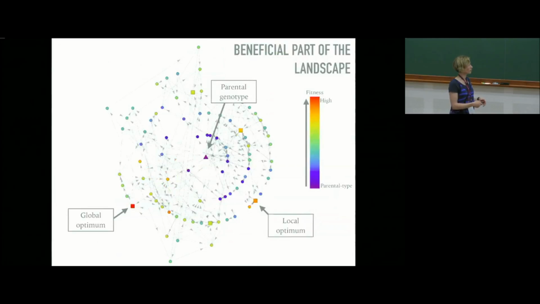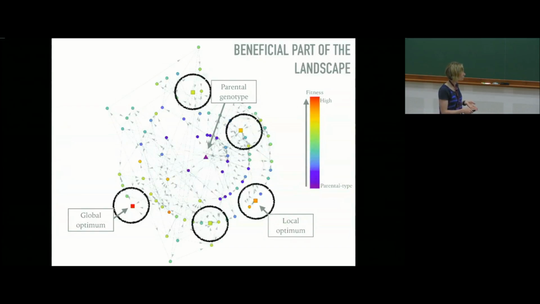Okay, so now here's just a different picture of all the beneficial mutations in the landscape, which are now colored by their fitness. So this is the reference type, and this is the highest fitness type. And here's our parental genotype, and here's the global optimum, which has this red square. And then all the local optima have orange squares. So just to make it more clear, in this beneficial part, we had 5 local optima, and the gray arrows always point towards increasing fitness.